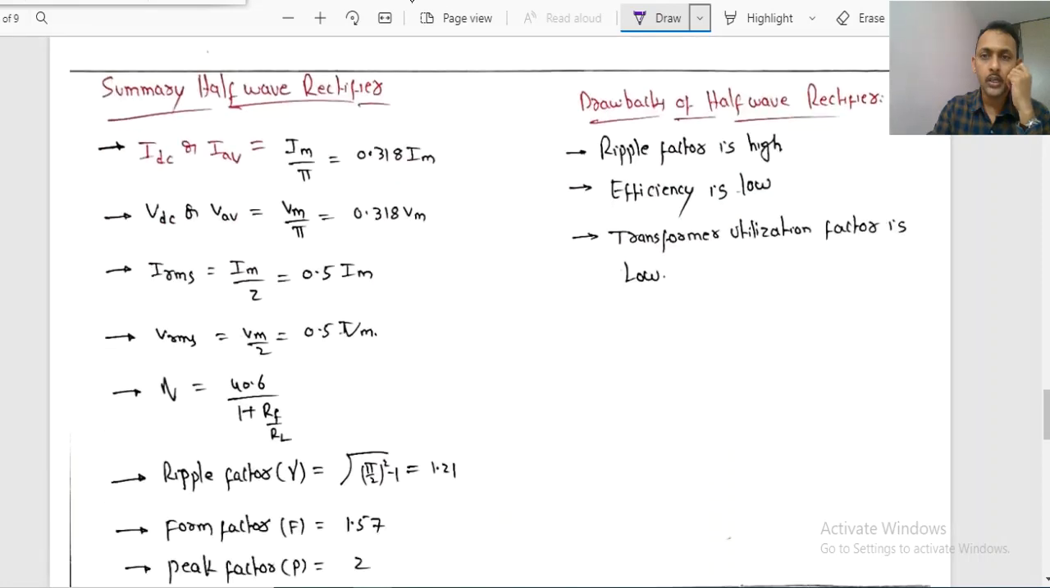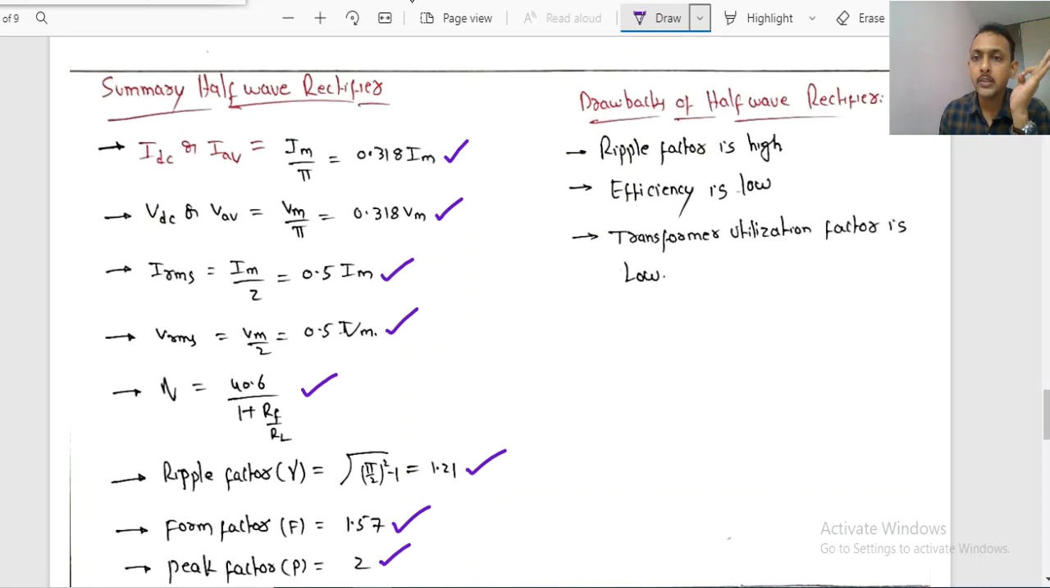Now this is the summary. Observe, these are all the different parameters we have calculated. IDC or I average is Im by pi, 0.318 Im. VDC or average value is Vm by pi, 0.318 Vm. IRMS value is Im by 2, 0.5 Im. VRMS is Vm by 2, 0.5 Vm. Efficiency eta is 40.6 divided by 1 plus RF by RL. Ripple factor 1.21. Form factor 1.57. Peak factor 2. So this is the summary of a half wave rectifier.